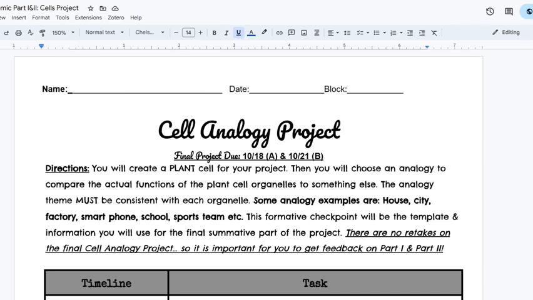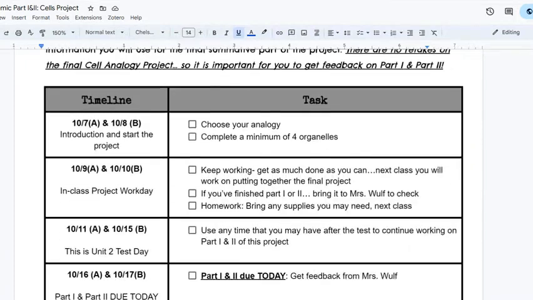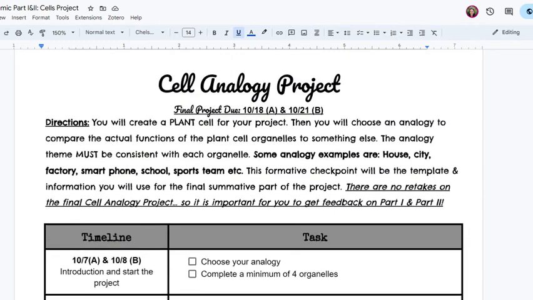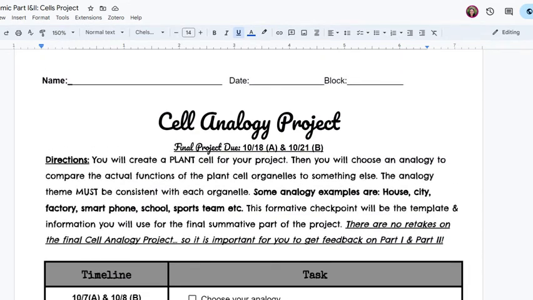And the final due date is, let's scroll down. The final due date for this project that I'm going to present to you right now is on the 18th for A day and the 21st for B day. So what that is all about, let's read through the top just to kind of introduce it.